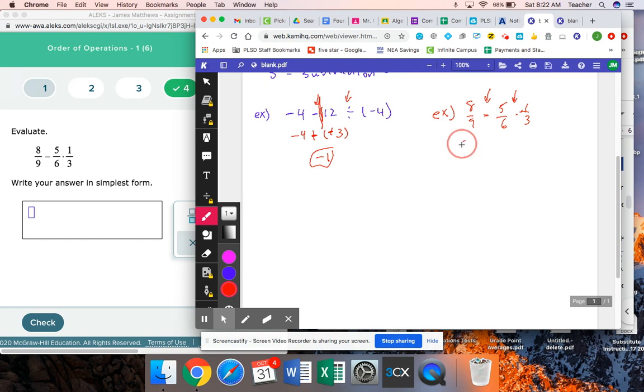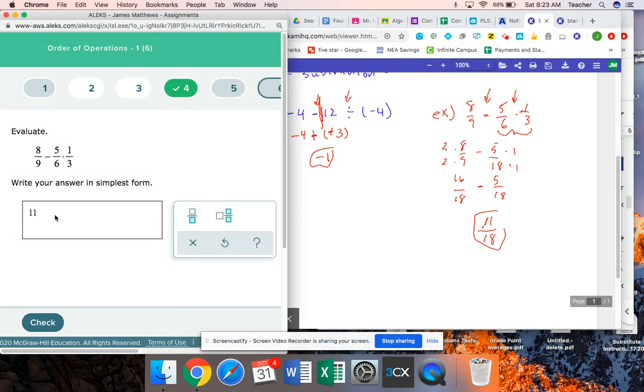So I need to do this first. So 8/9 minus whatever I get when I do this. That's going to give me 5/18. Well, I need common denominators. A common denominator, the least common denominator is 18. So when I multiply this by 2, I need to hit this by 2. That gives me 16. This by 1 and this by 1, that gives me 5. So 16 minus 5 is 11/18. So if I go over here and I do 11/18, we should be good.